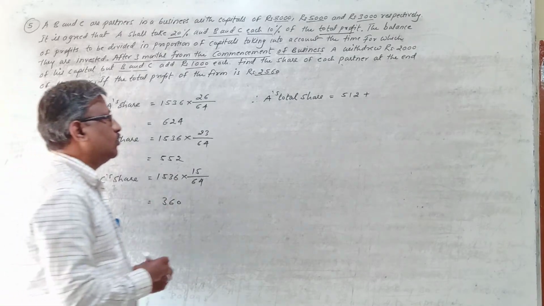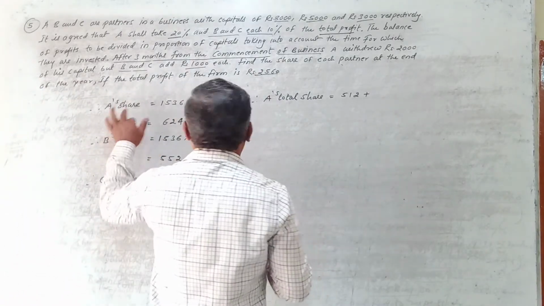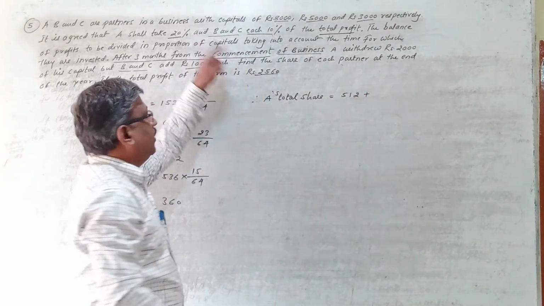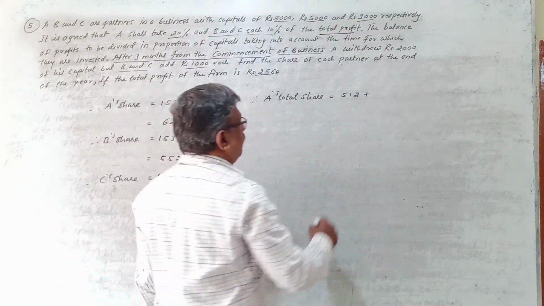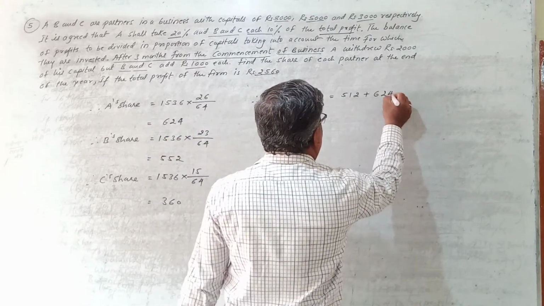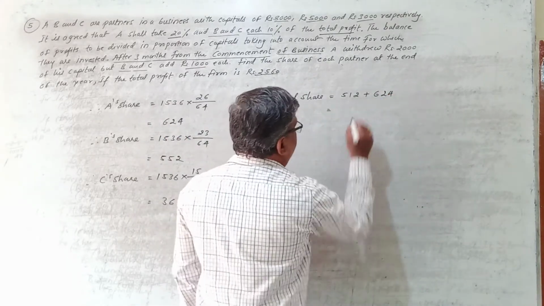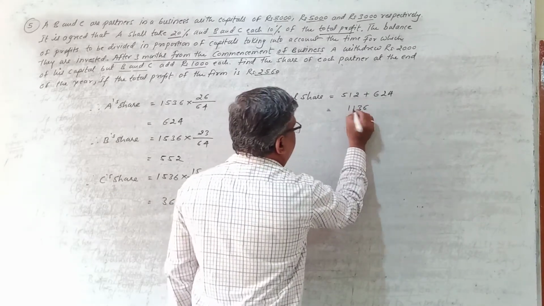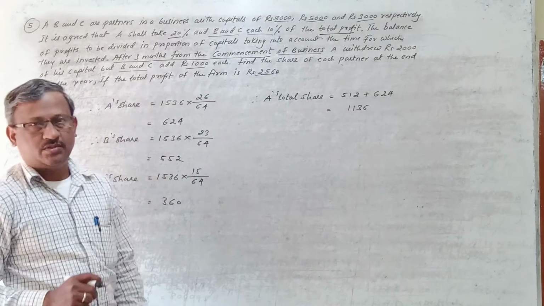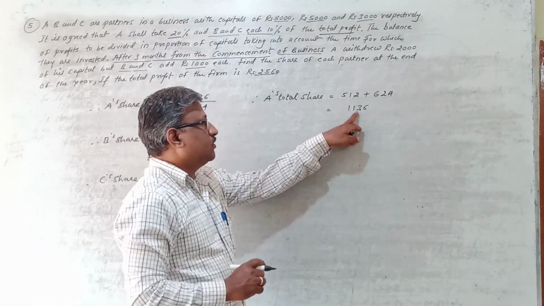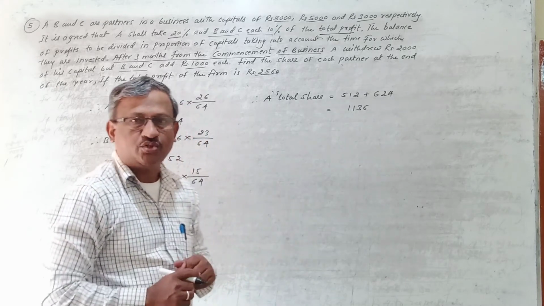Yeah? So clear that. Then now we find out his total share. So the 20% share is how much? 512 plus 624 rupees. So add this. So it comes to 1136. So by mistake I had written that total, right? So 1136 rupees is A's total share.